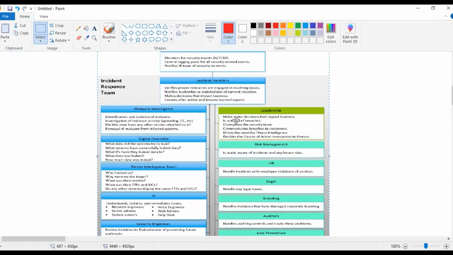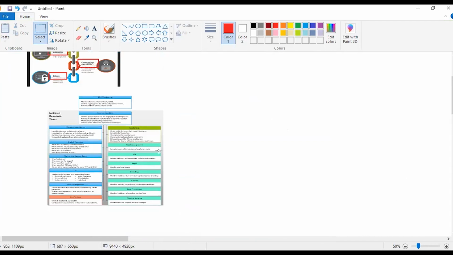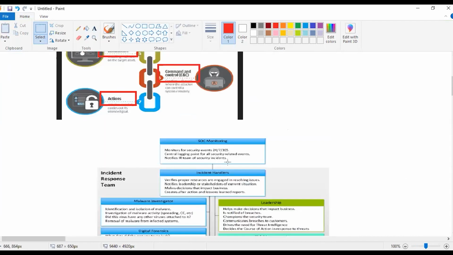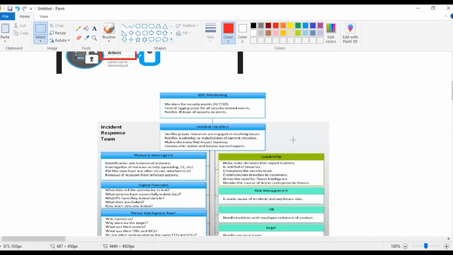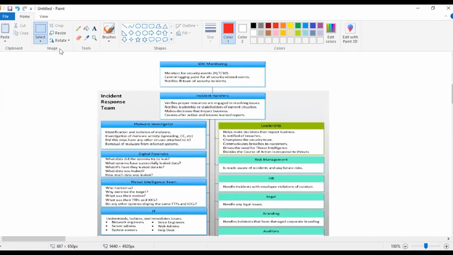So when we talk about ethical hacking, there are different teams. Is it properly visible for you guys? Okay.